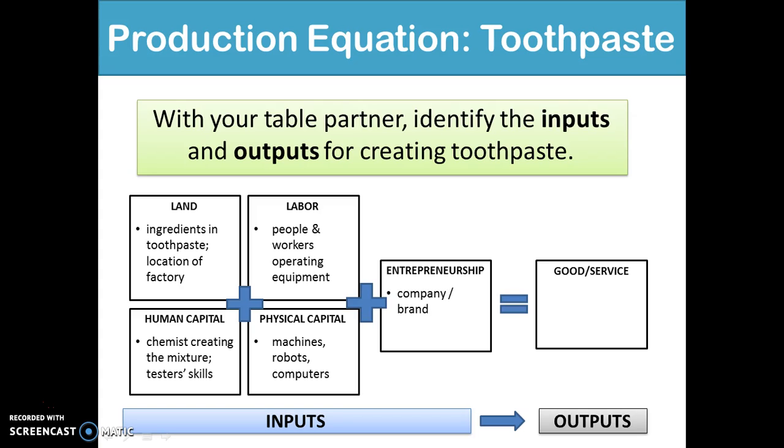Entrepreneurship will be companies and brands that make toothpaste. We said Colgate, Crest, Sensodyne would all be examples of toothpaste companies. And obviously the end result would be toothpaste. And again, all of these would be our inputs, and the result is the output.